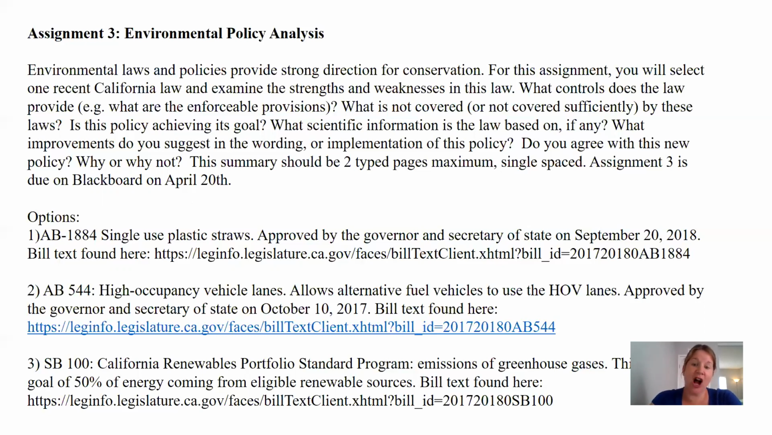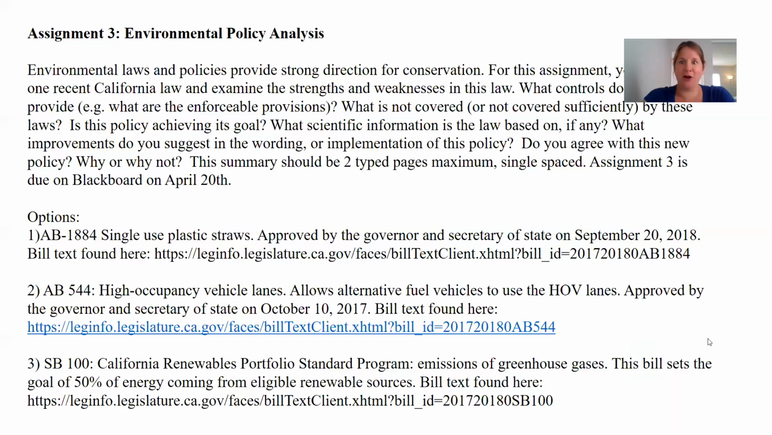First, the single-use plastic straws. You've probably noticed, not recently, but several months ago, going to a restaurant, you were often served paper straws instead of plastic straws. The second law is high occupancy vehicle lanes, HOV lanes. That's not only for folks who are carpooling, but also for folks who have alternative fuel vehicles, who are allowed to use those lanes as well. And then the last one is the California Renewables Portfolio Standard Program. This is about emissions of greenhouse gases and renewable energy.